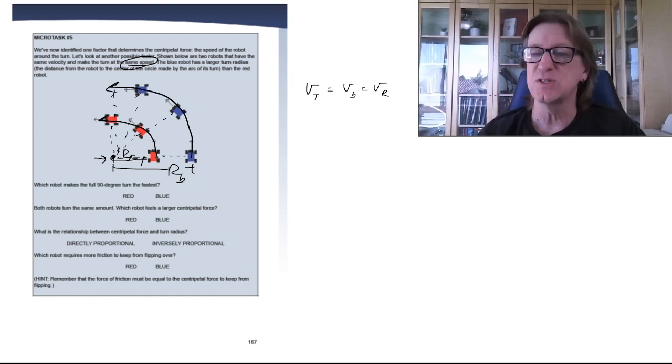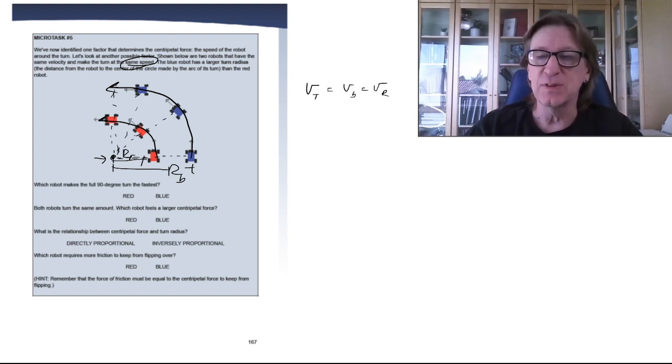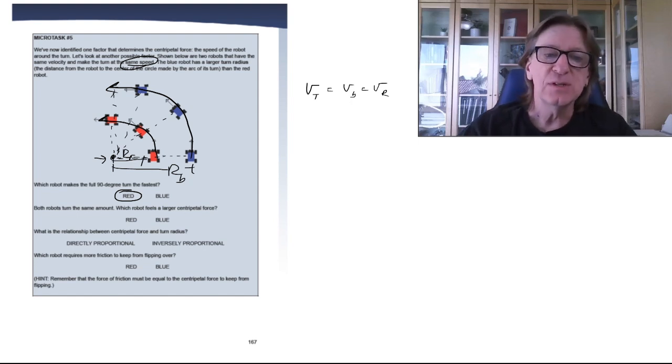And if you think about just the circumference of a circle, and this is only 1/4 of it, but if you think about the circumference of it, the blue robot has a much larger circumference. If it's moving at the same speed, well, then it's going to take him longer to do that. So the red robot is going to make that turn the fastest. Okay, so both robots are turning the same amount. So which one then must feel a larger centripetal force?